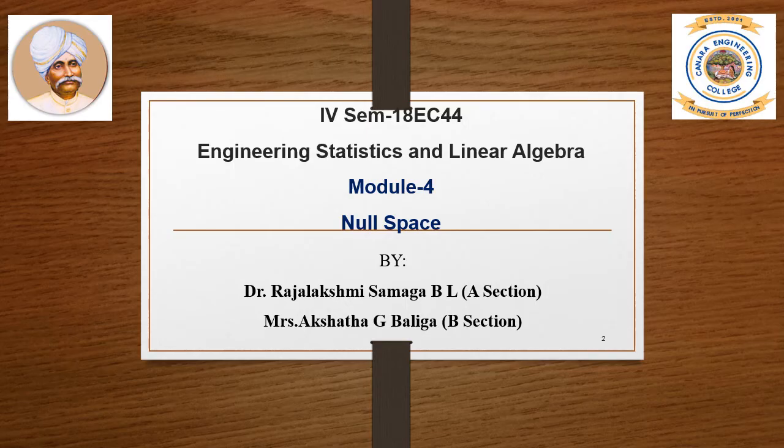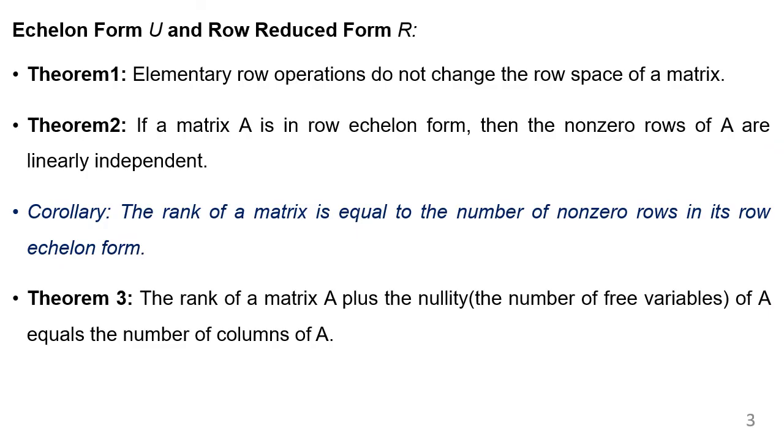Hello everyone. In this video, let us study something about null space. The given matrix can be reduced into either echelon form U or a row reduced form R. This is possible because of the following three theorems.